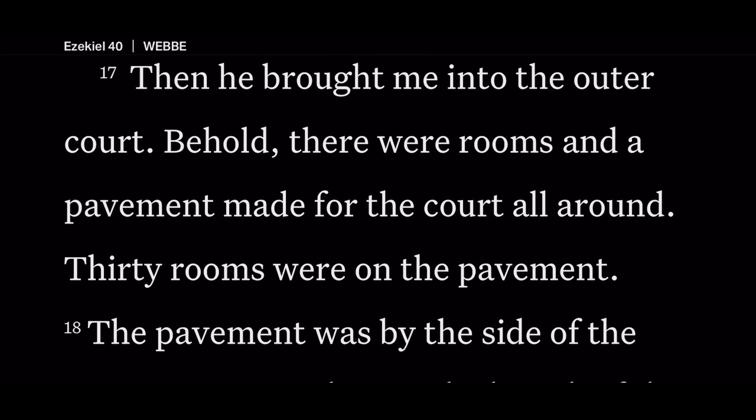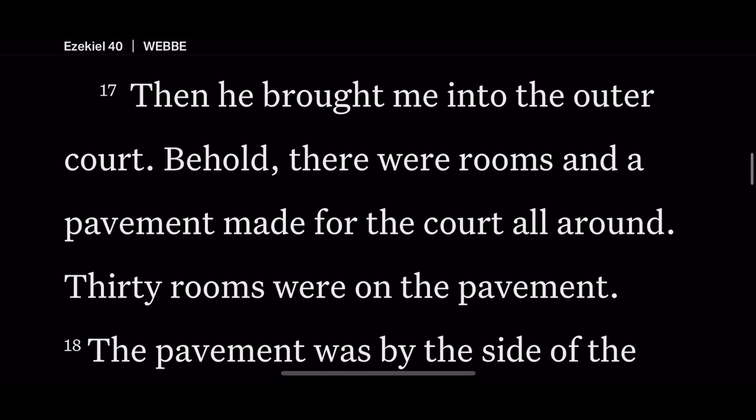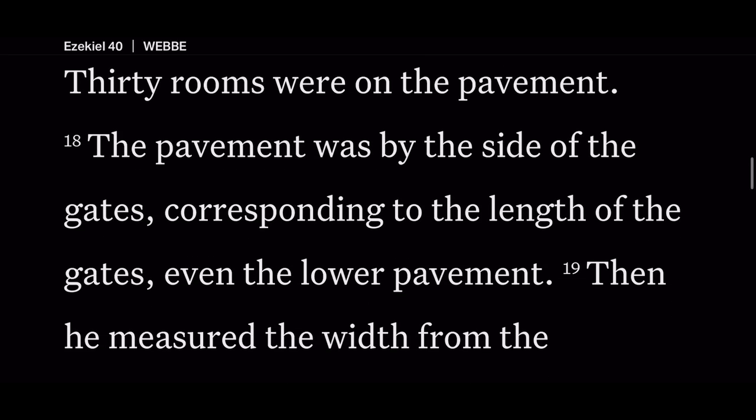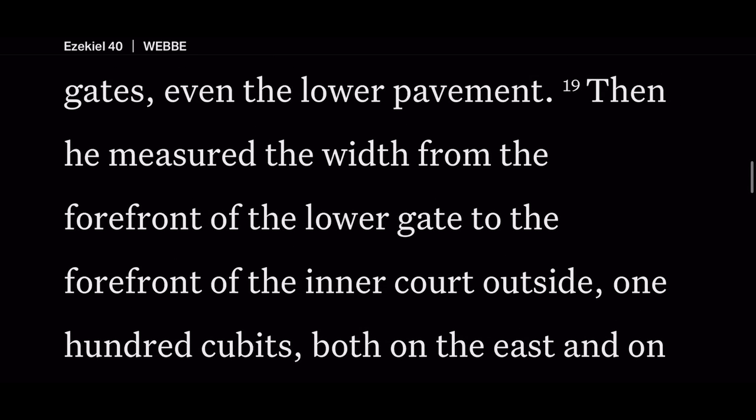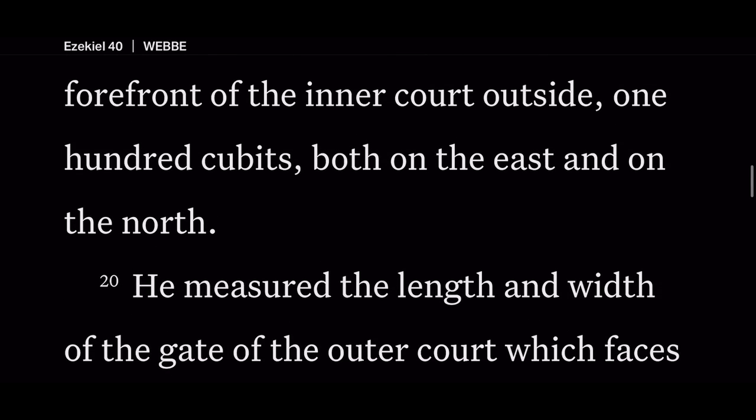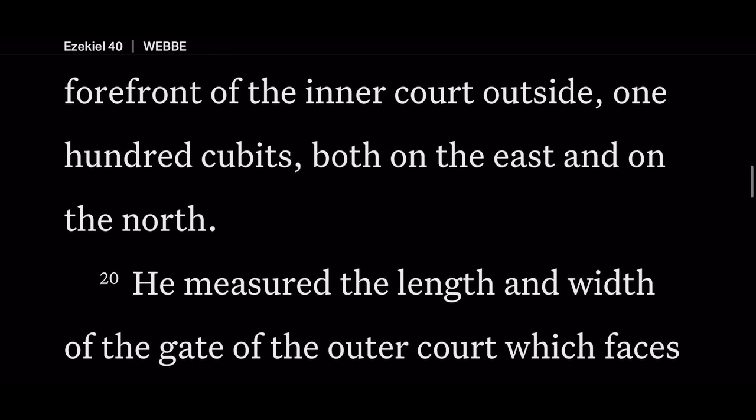Then he brought me into the outer court. Behold, there were rooms and a pavement made for the court all around. 30 rooms were on the pavement. The pavement was by the side of the gates, corresponding to the length of the gates, even the lower pavement. Then he measured the width from the forefront of the lower gate to the forefront of the inner court outside, 100 cubits, both on the east and on the north.